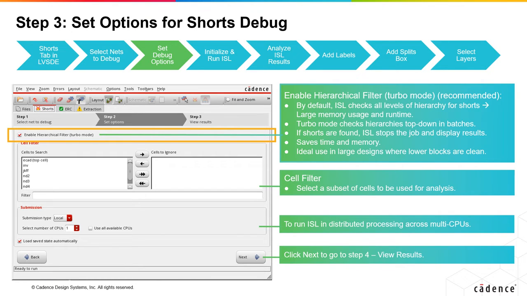Thus, it is recommended to use this functionality if the design is large, and you are aware that all design subblocks are clean, which means that a possible short must be placed somewhere at top level. In this case, runtime and memory usage will be significantly reduced.